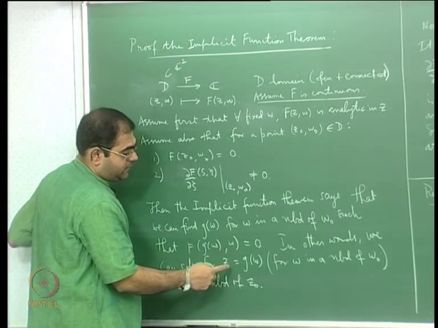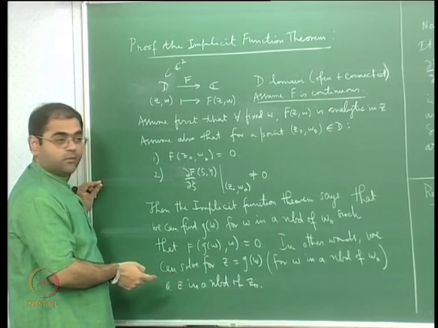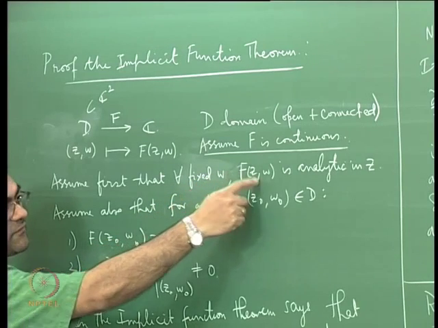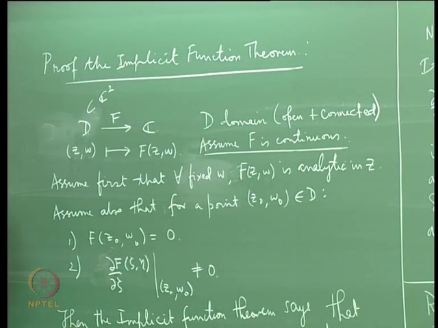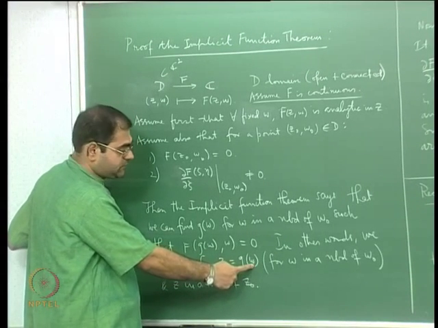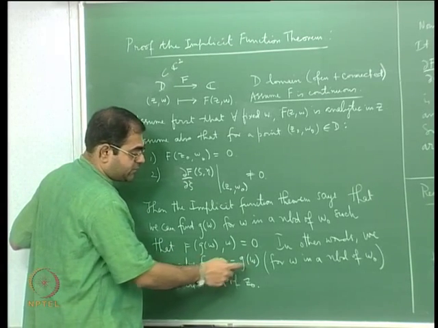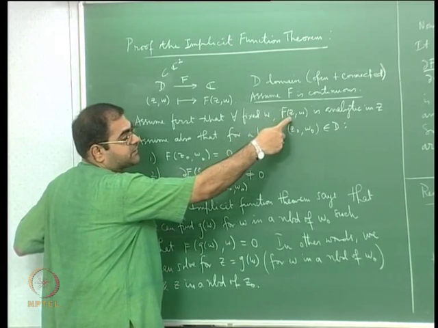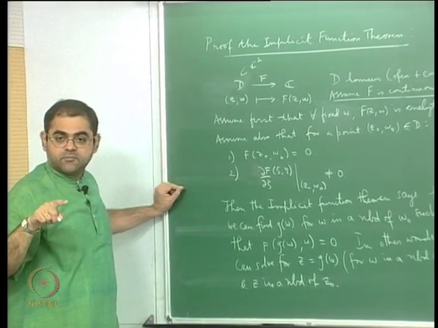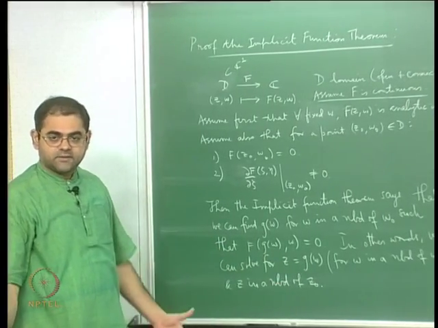So you can write the explicit function z equal to g of w, which will be an explicit solution of the equation f of z comma w equal to 0. In other words, in a neighborhood of w naught, what you will get is a function g of w, such that if you write z equal to g of w and substitute it in this equation, you will get f of g of w comma w equal to 0. So you have solved f of z comma w equal to 0 for z as g of w. That is what the implicit function theorem says.